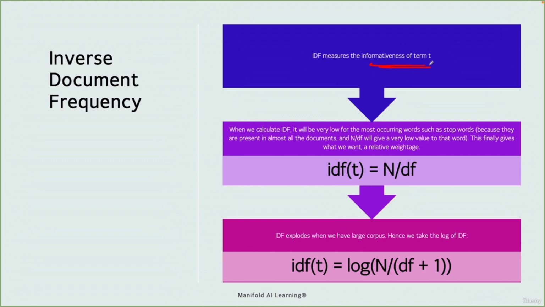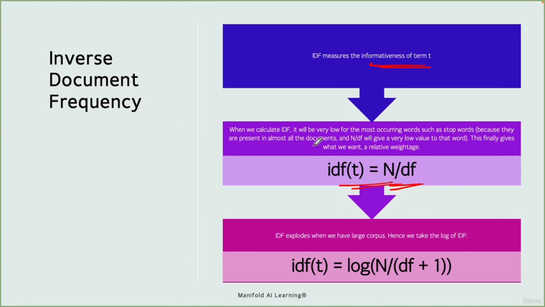It helps me understand how much information a particular word is actually carrying in my overall text document and the corpus. Now, when we calculate this inverse document frequency, it is given by the expression n by df. So here n by df is the formula for the inverse document frequency.